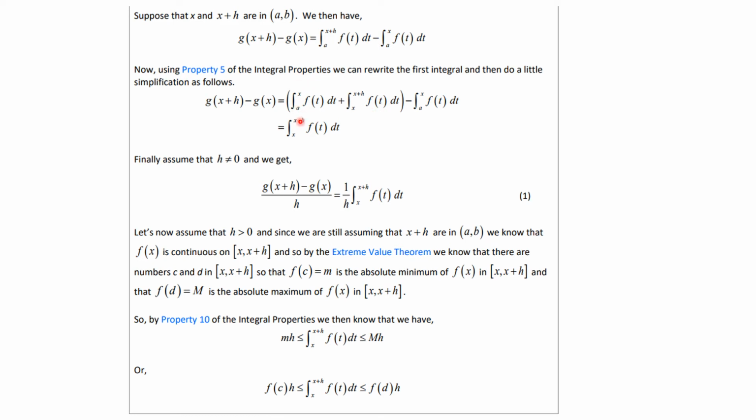And that means that this term will cancel with this term. I'm just left with this term. Then we're going to divide by h, and you see we're starting to make this look like the derivative now. We get this expression.